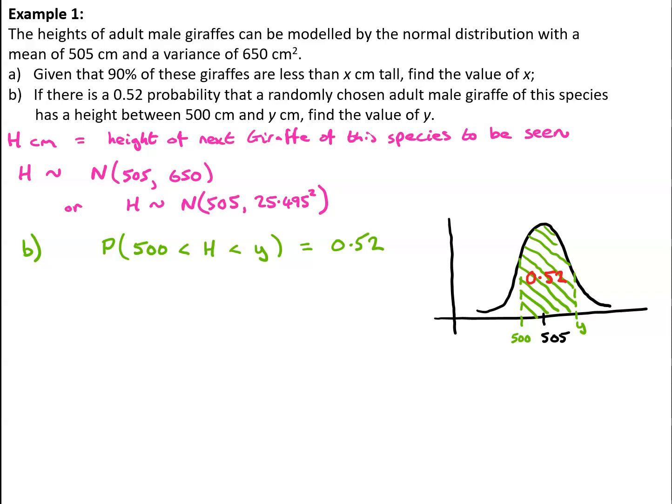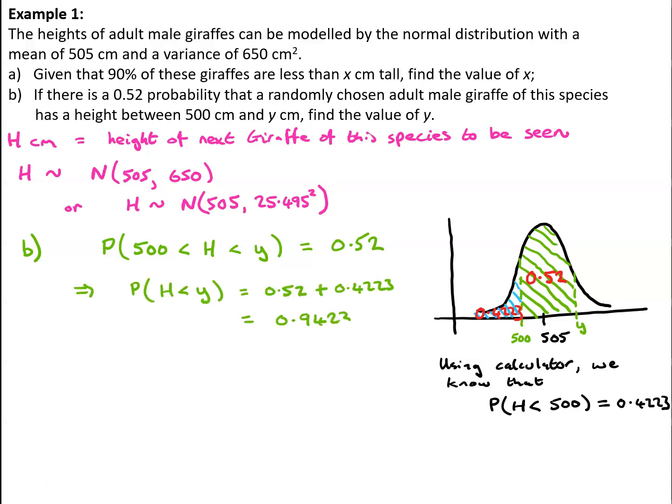Using the probability calculator, not the inverse probability calculator, but the probability calculator, we can determine that the probability that h is less than 500 is 0.4223. So that gives me the area of the tail from 500 going out to the left. From that, I can now say that the probability that h is less than y is 0.52 plus 0.4223. So that gives me 0.9423.